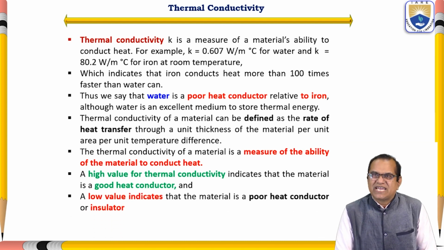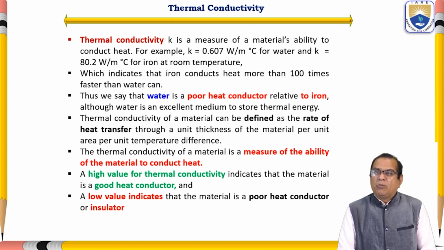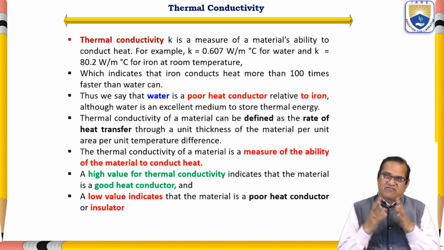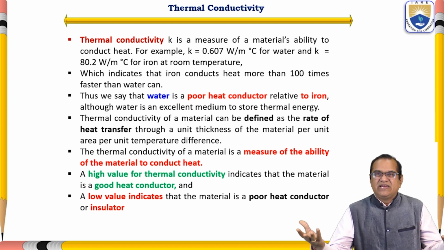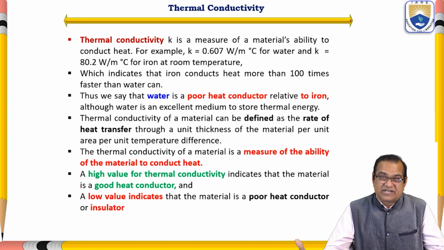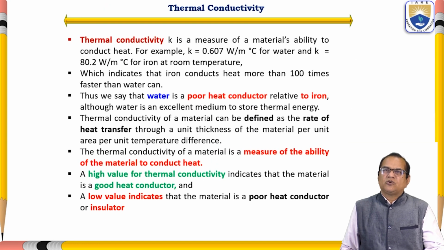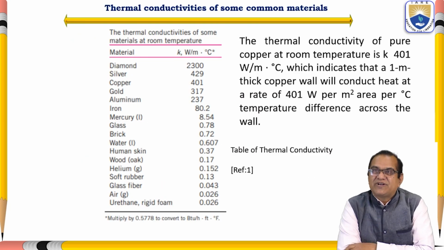A low value indicates that the material is a poor heat conductor, or it is an insulator. If the value of K is very low, it means it is an insulator, not a heat conductor. So here I want to show the thermal conductivity of some common materials which we use normally in our day-to-day life.